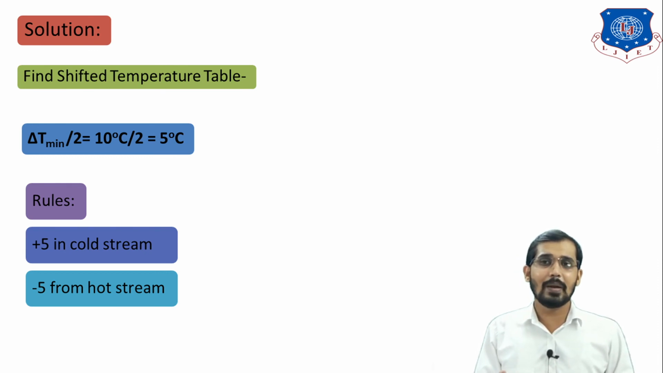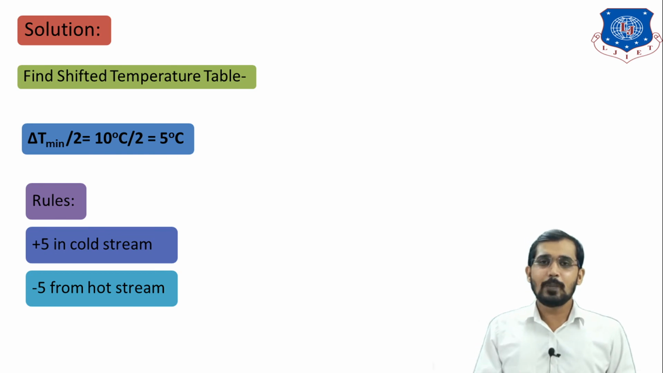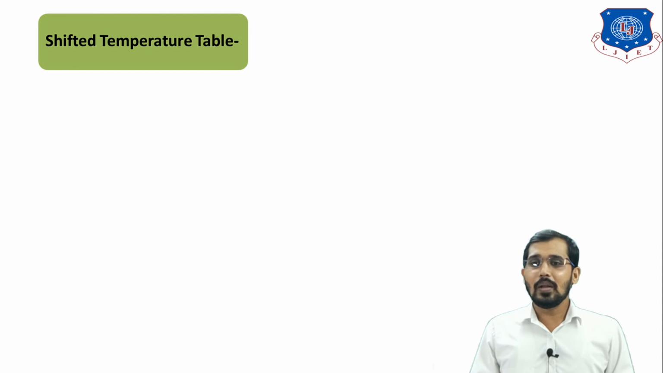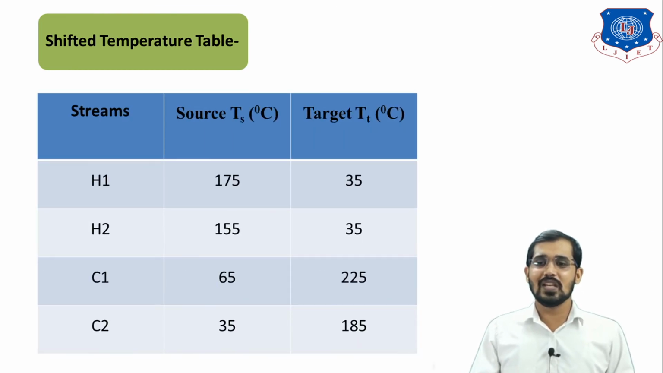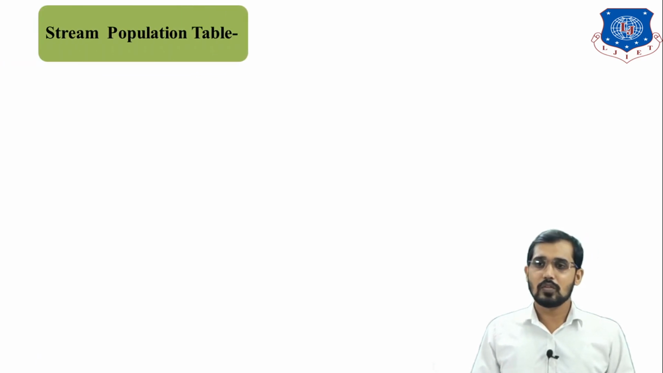Why are we dividing by 2 only? Because we are dividing that interval into equal intervals. So delta T minimum by 2 is nothing but 5 degrees Celsius, and according to the rules plus 5 in cold streams and minus 5 from the hot stream, because we are removing heat from the hot stream. That's why we are removing 5 from the hot stream temperature and adding it to the cold stream temperature. After that, we found the shifted temperature, means just remove that 5 from the hot stream and add that 5 to the cold stream. So you can see here.